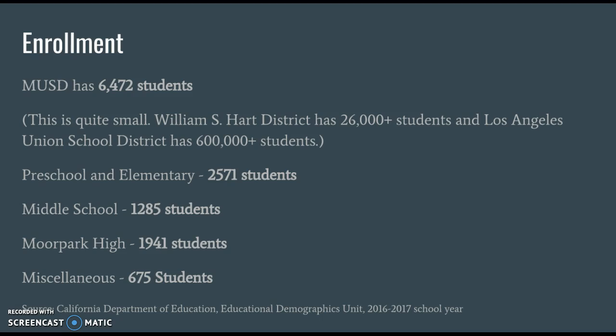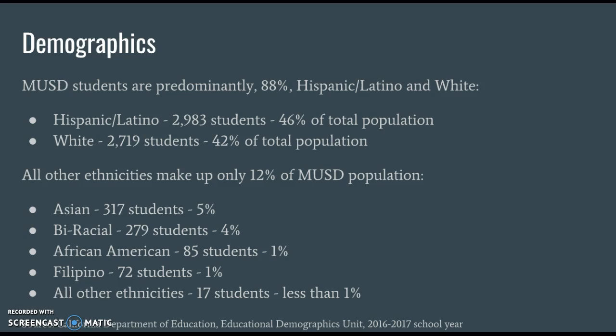Enrollment, it is a small district. There's about 6,500 students. I compared this to the William S. Hart District, which is where I work. It has 26,000 plus students. And then you can even look at LA Unified, which has 600,000 plus students. But yeah, it's a small district. It has one high school in it. I'm used to looking at bigger districts than that. You can see the breakdown of what students are in what there.